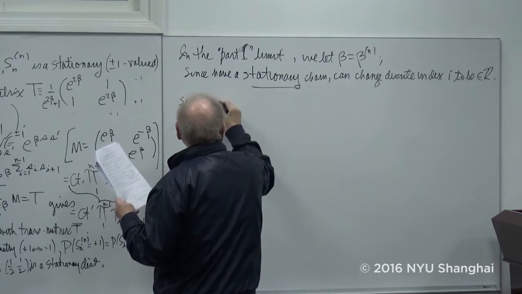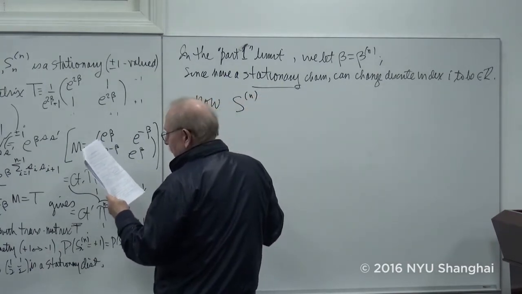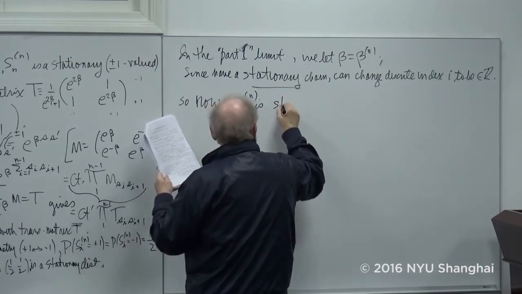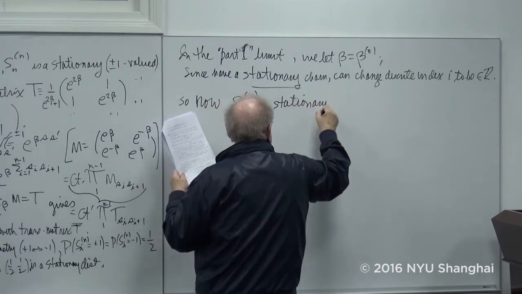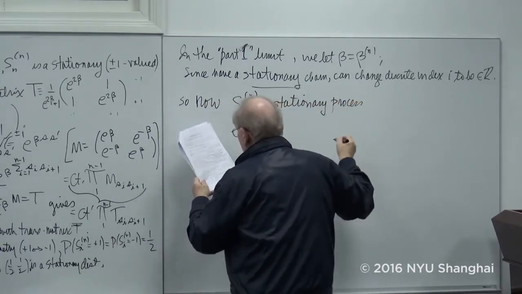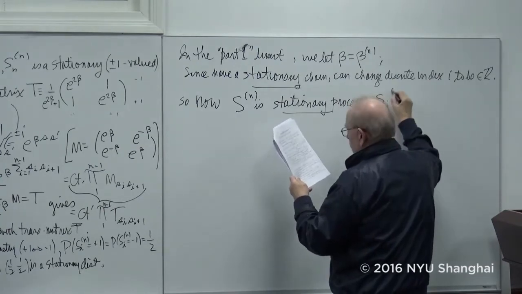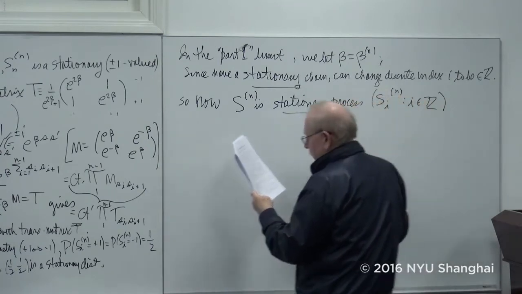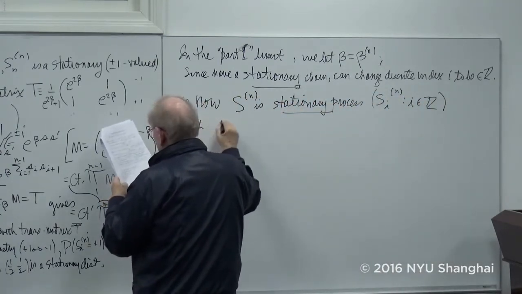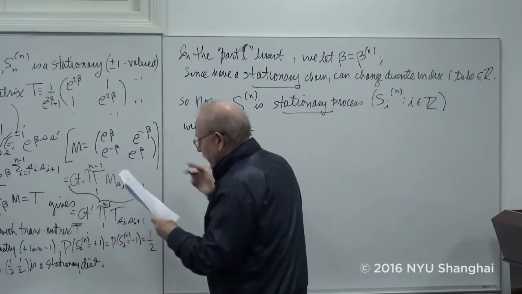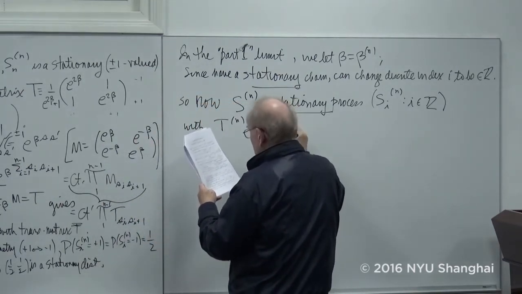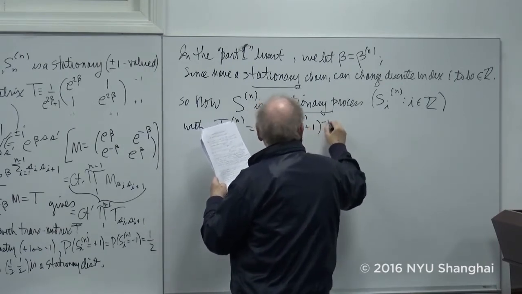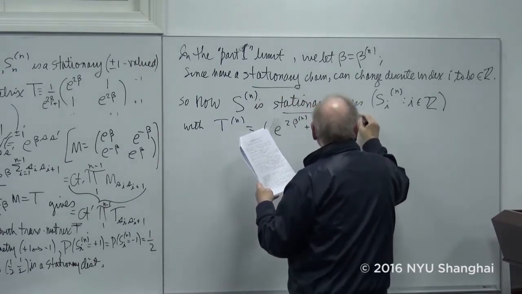So now the process sigma super n is the stationary process, still discrete time, with the transition matrix, the one we wrote, except beta now depends upon n. The entries are e to the 2 beta n plus 1, inverse, times e to the 2 beta n.